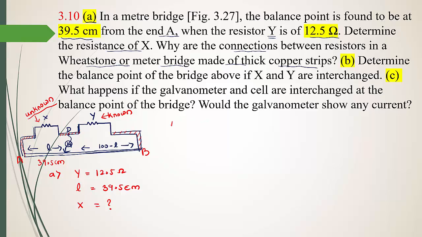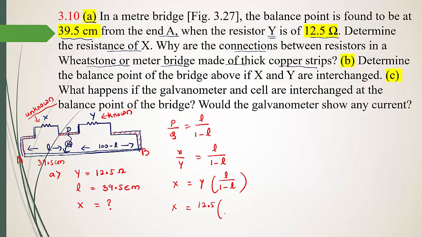So we know the equation P by Q equal to L divided by 1 minus L. In the problem, instead of P and Q, they have given the symbols X and Y. X over Y is equal to L divided by 1 minus L. X equal to Y into L over 1 minus L. So we will get X equal to, in place of Y, we can write 12.5. L value is given as 39.5 centimeter, or you can write in terms of meter as 0.395 meter.